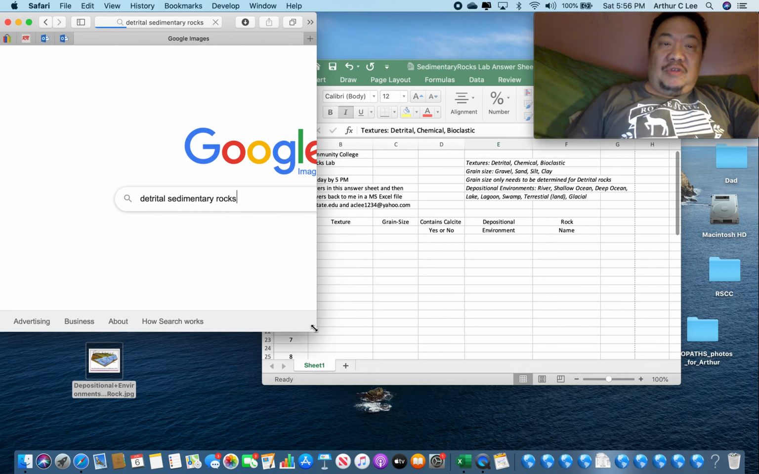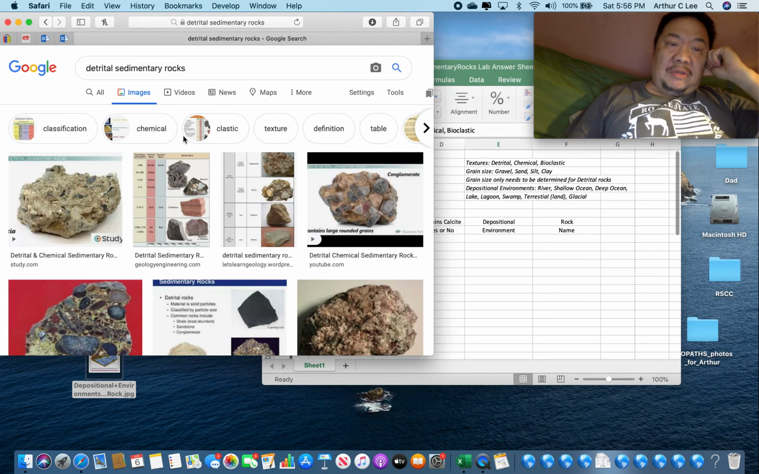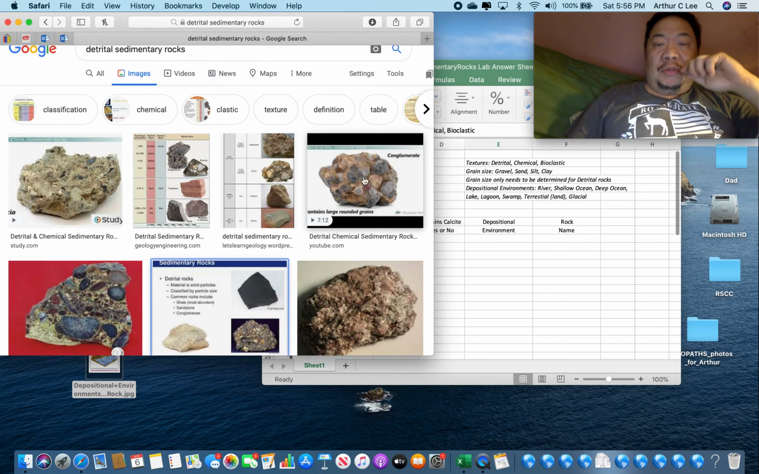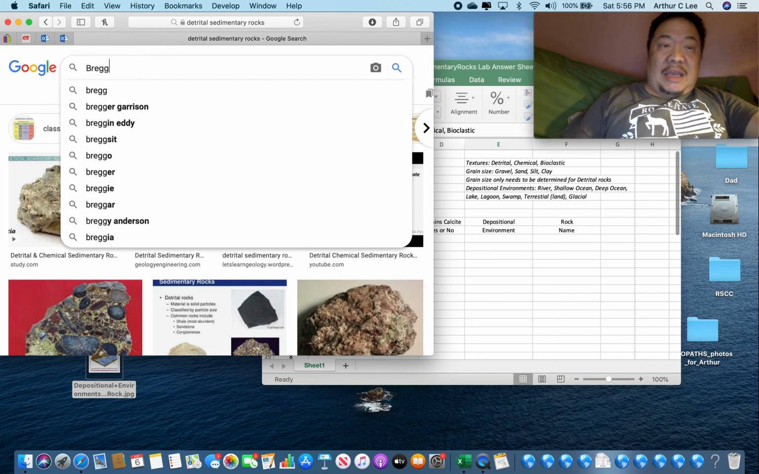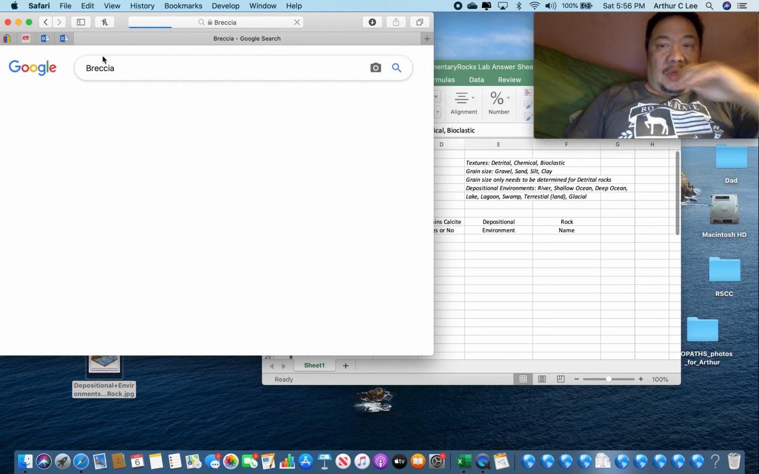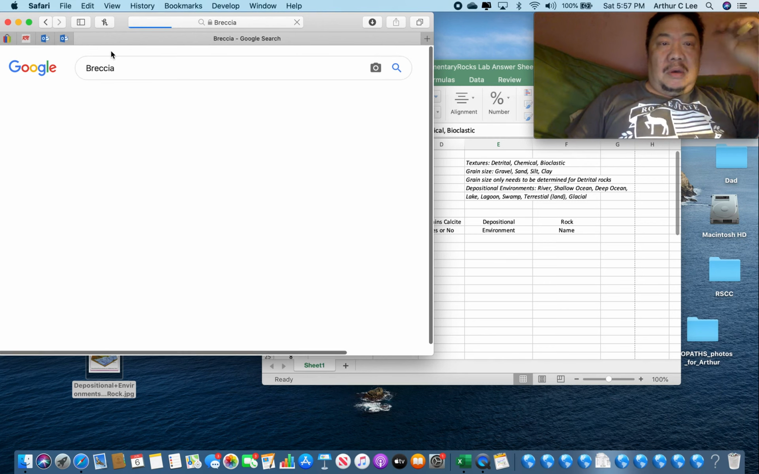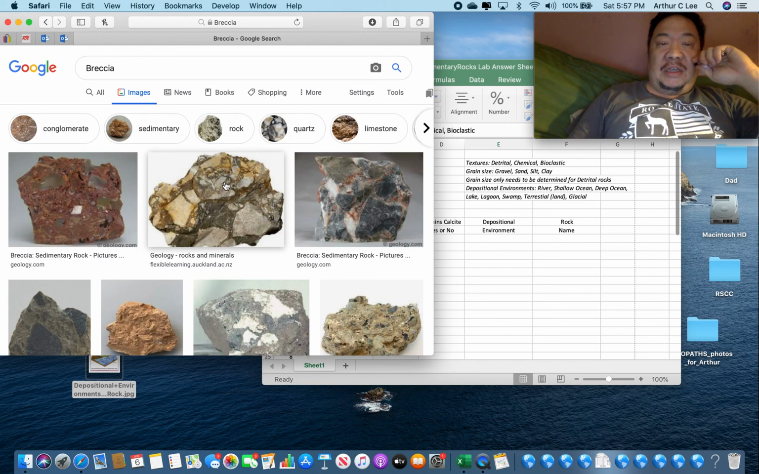Some examples of detrital sedimentary rocks. I'm going to show you some samples of these. You have ones that are made of rounded pebbles. That's called conglomerate. You have ones that are made out of jagged pebbles. Like this, and that's called breccia, B-R-E-C-C-I-A.